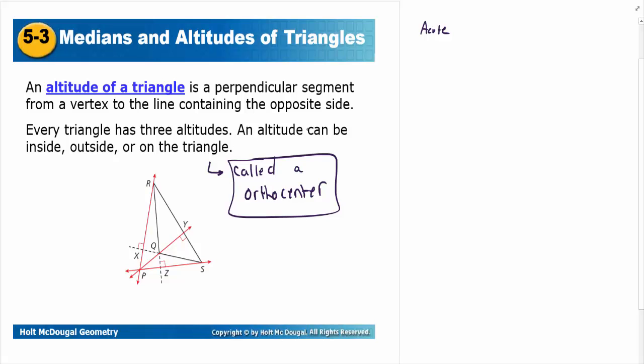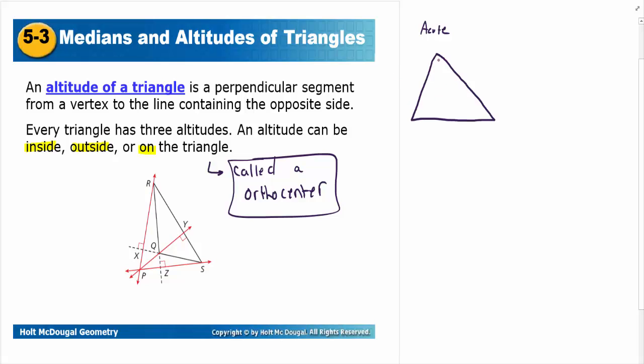Now again, the altitude can be inside, outside, or on the triangle. So if you remember when we did our perpendicular bisectors, we had a very similar rule where the perpendicular bisectors could be concurrent on the inside, on, or outside the triangle.